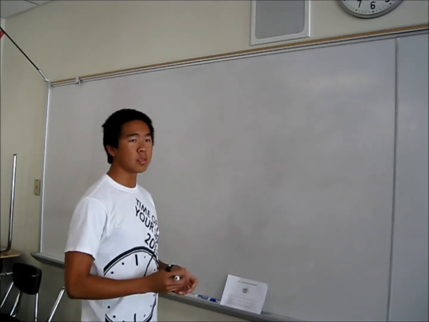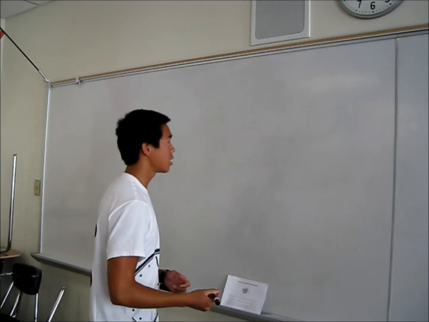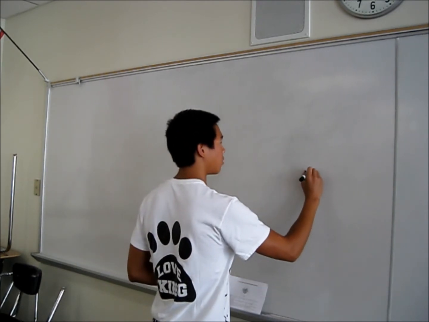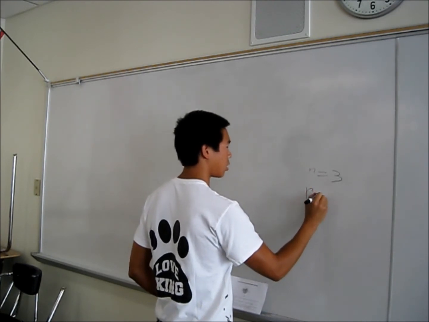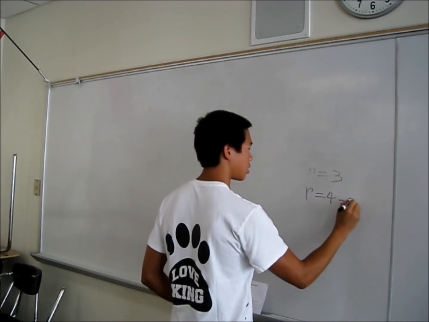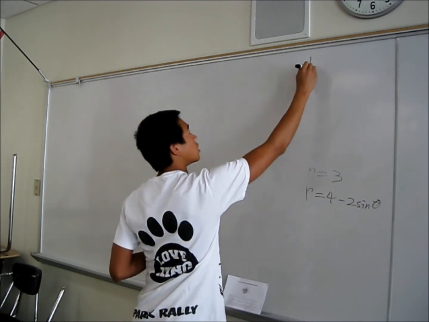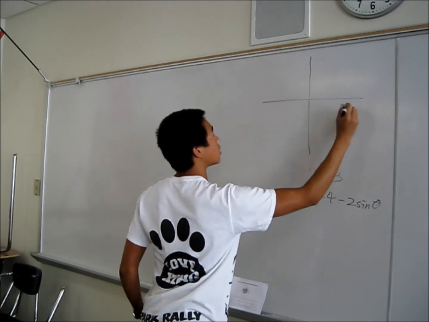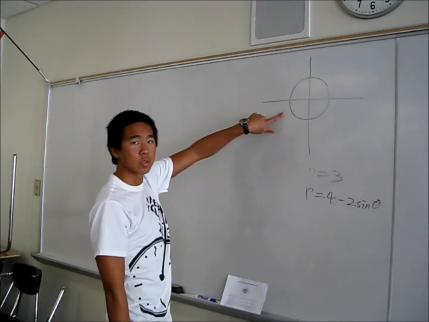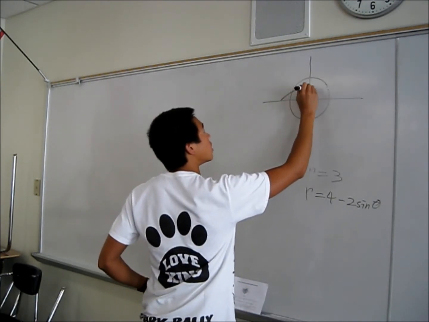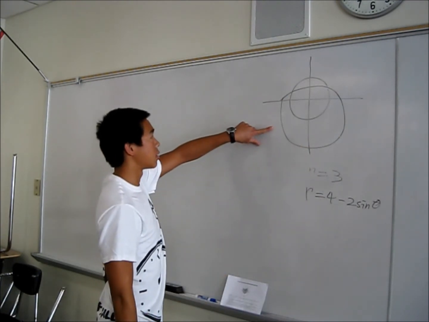Alright, a common problem on the Calculus BC exam is intersecting area, and two functions we can use are r equals 3 and r equals 4 minus 2 sine theta, which graphed in a calculator would look like this. That's r equals 3, and this is r equals 4 minus 2 sine theta.